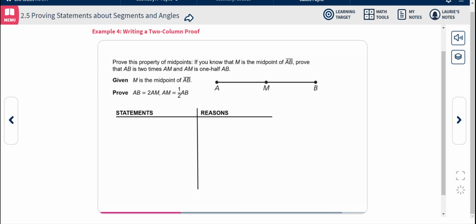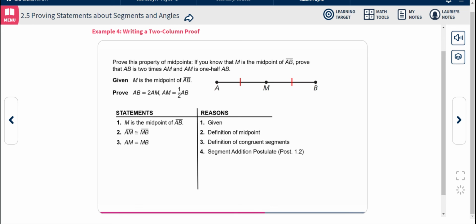Create a two-column proof with statements on the left and reasons on the right. Start with the given statement. M is the midpoint of line segment AB. A midpoint of a segment divides the segment into 2 congruent segments, as shown in the diagram. So by the definition of midpoint, line segment AM is congruent to line segment MB. Line segments that are congruent have the same length. So by the definition of congruent segments, AM is equal to MB.